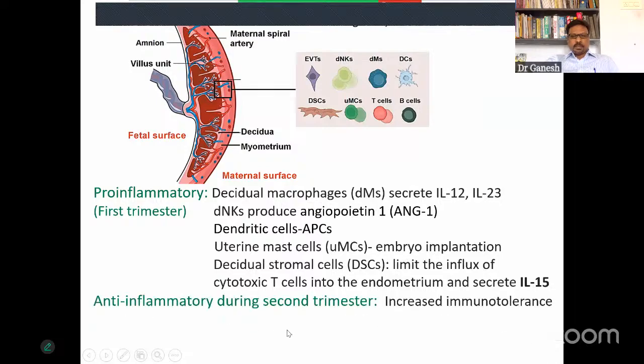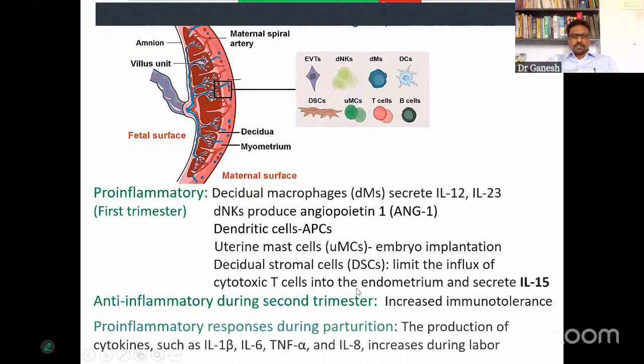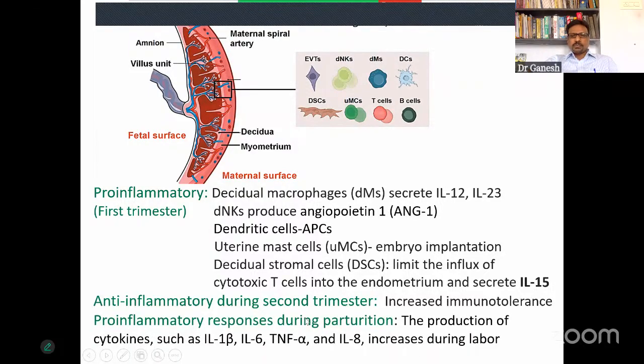So the anti-inflammatory stage during the second trimester. So the first trimester is up to the 3 months, and in the second trimester there is increased immune tolerance because already the stage has been set during the first trimester itself, and then this is followed by again a pro-inflammatory response during the parturition. So once the baby development is completed and it is ready for the parturition, then this time again the production of cytokines like interleukin 1 beta, interleukin 6, and TNF alpha, tumor necrosis factor alpha, and interleukin 8 increases during the labor.